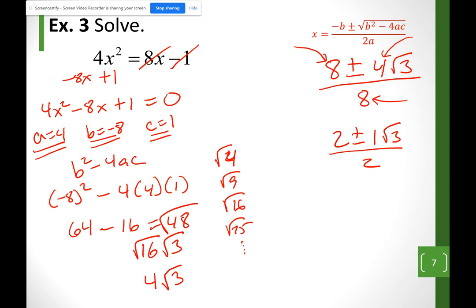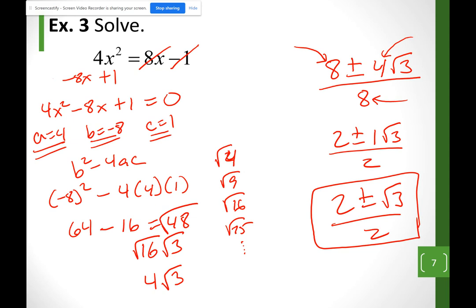So when I write this, I'm just going to write this as 2 plus or minus the square root of 3 over 2. Right? The one outside of the radical is optional. I chose not to write it. The hard part is the square root. So that's what I do first.